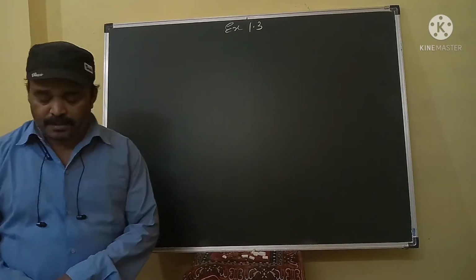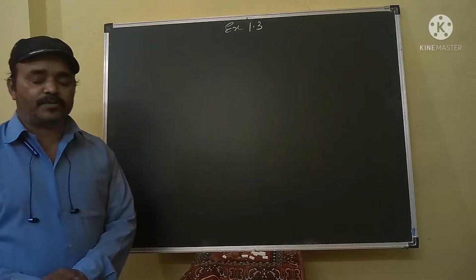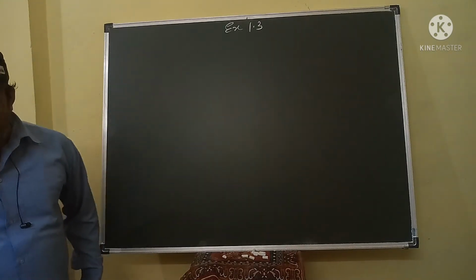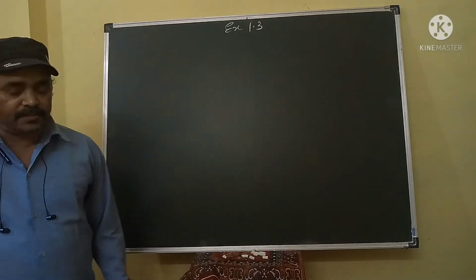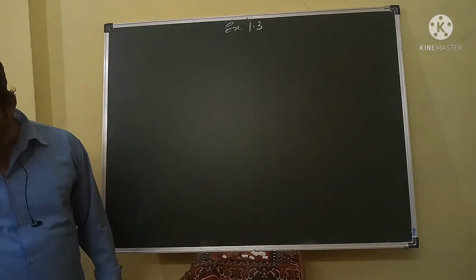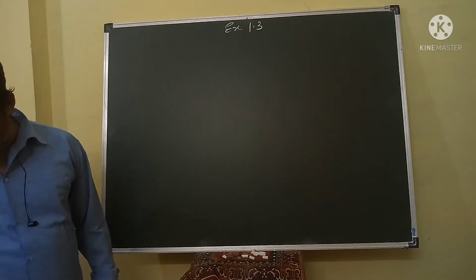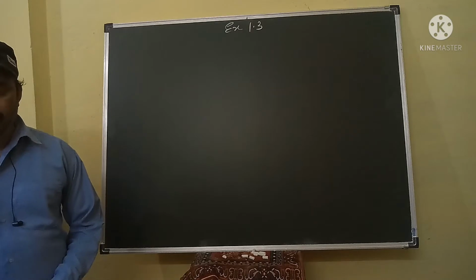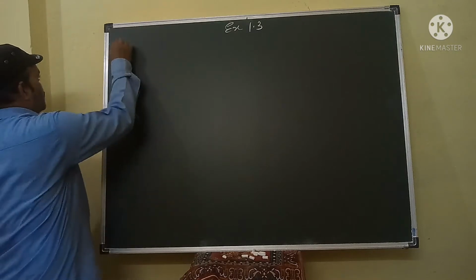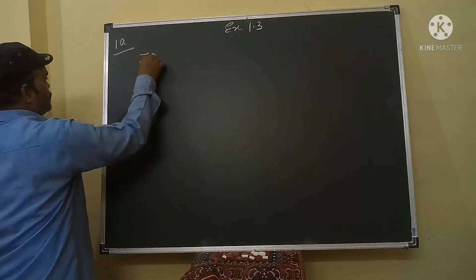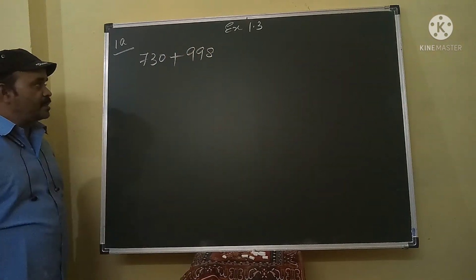My dear student, now we will discuss some problems from exercise 1.3. Exercise 1.3 totally depends on the estimation, as we have already discussed. Question number 1: estimate each of the following using the general rule. Your first question is A, 730 plus 998.